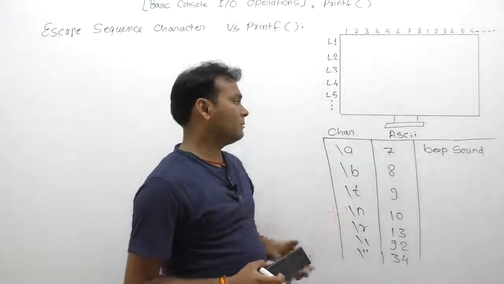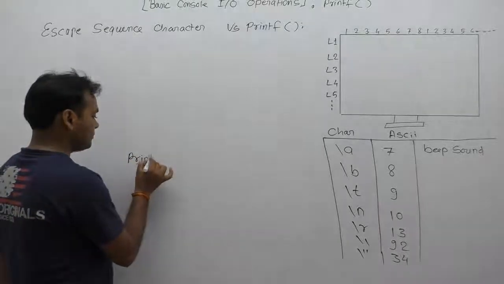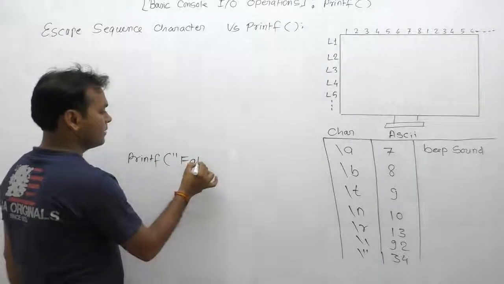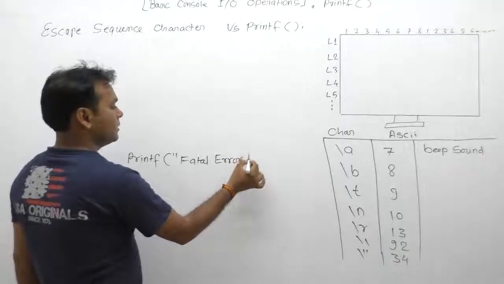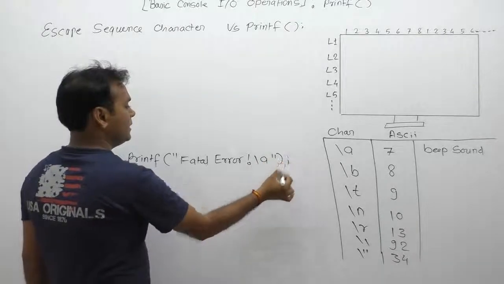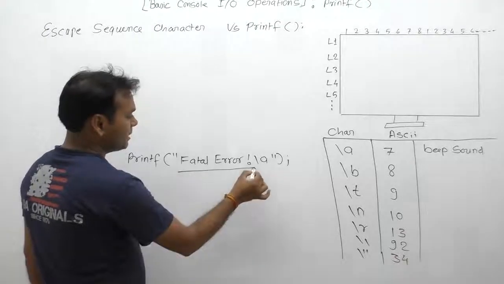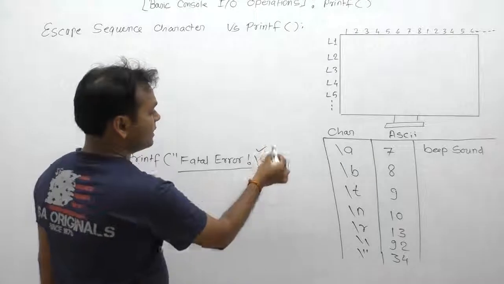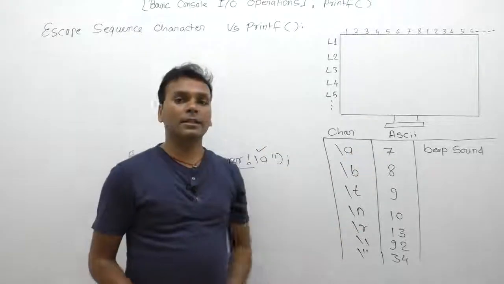Use \a whenever you display any type of error message, like printf of some error message, like fatal error. After that we put \a. In that case, the message is displayed simply as fatal error on the monitor. After that, \a is not displayed. According to \a, only a system sound is generated.